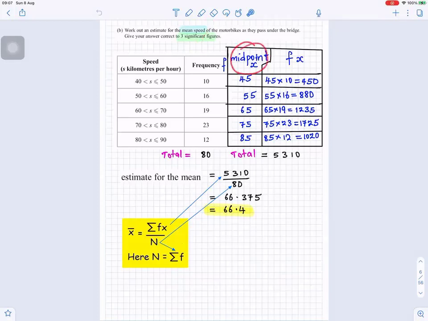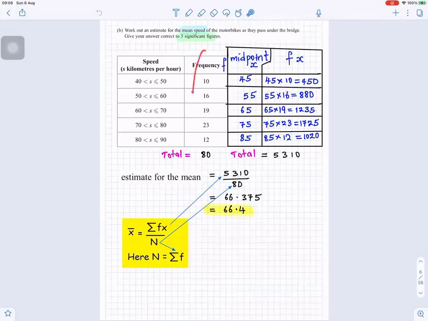So we want to find the midpoints. 40 plus 50 divided by 2 is 45. 50 plus 60 divided by 2 is 55. The midpoint for this one is 65. 70 plus 80 divided by 2 is 75. And the midpoint is 85. So multiply the midpoint times F. 45 times 10 gives you 450. 55 times 16, 880. 65 times 19, 1,235.